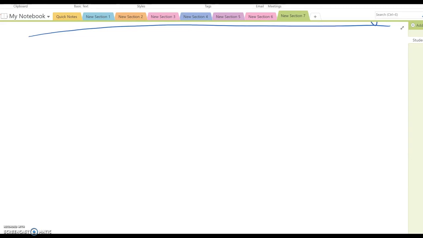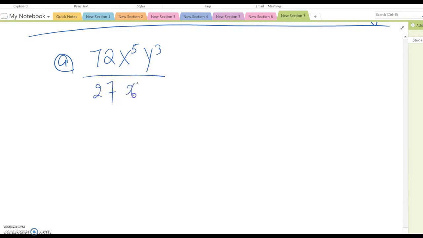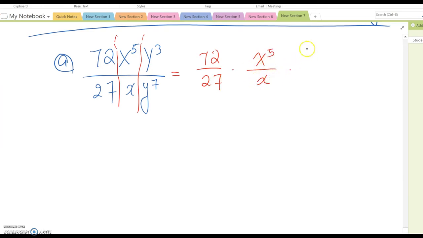Based on these two fundamental factors, now we can make some examples and try to reduce rational expressions. So this question here: 72 x to the fifth y cubed over 27 x y to the 7th power. How many different factors do you see? I see a total of 6: these two are numbers, these two are x, those two are y. So I'm going to simplify the same-character factors with each other. 72 over 27, x to the fifth over x, y cubed over y to the 7.